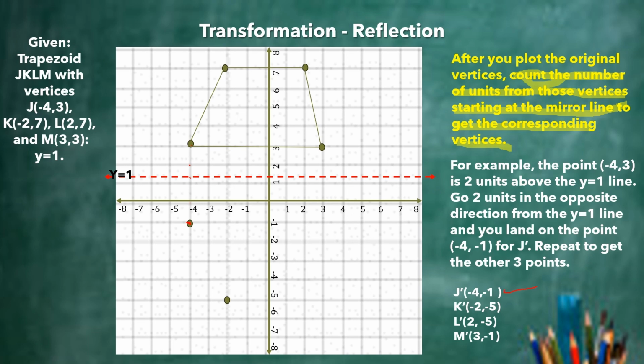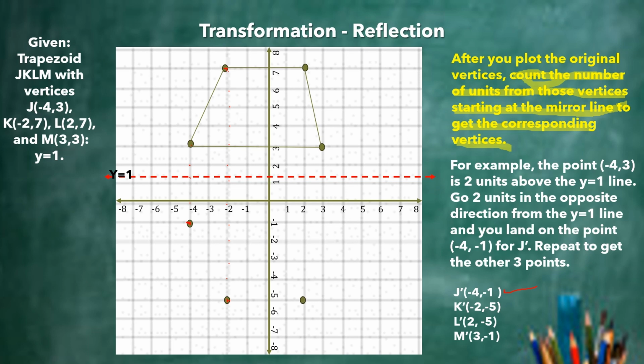For our next point, we have (-2, 7). We go to the y equals 1 line, we count the number of units: 1, 2, 3, 4, 5, 6. So we go back to the y equals 1 line and we count 6 in the opposite direction. We get 1, 2, 3, 4, 5, 6, and we get this point.